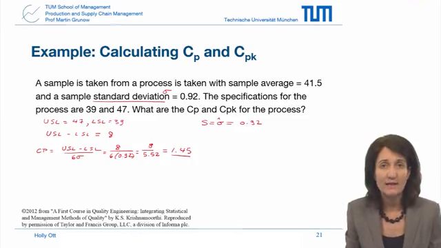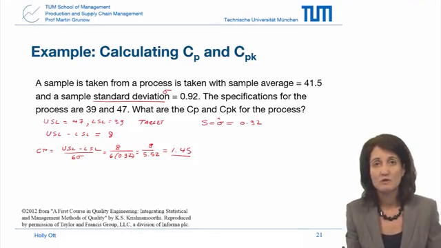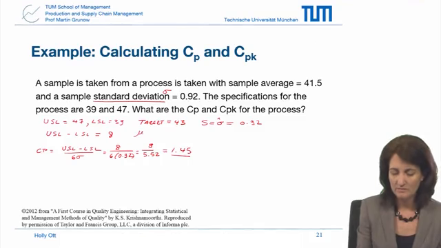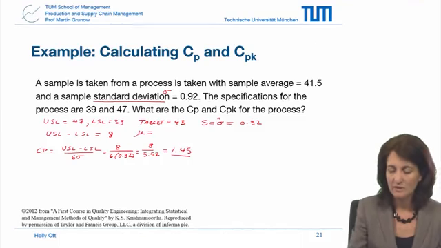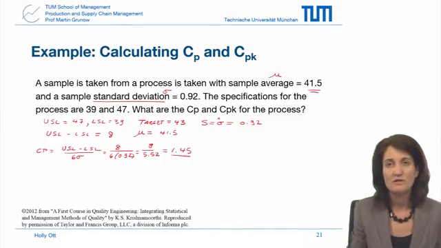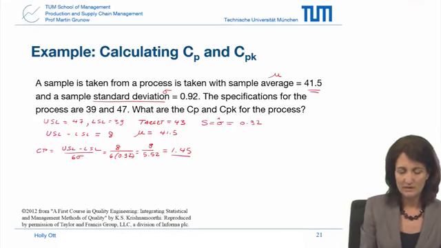Let's look at CPK. The target is midway between the upper spec limit and the lower spec limit, which in this case is 43. But our centering, mu, the sample average, is equal to 41.5. So already we can see that there is some miscentering. For the CPK, first we need to do the upper spec limit minus the process center mu.